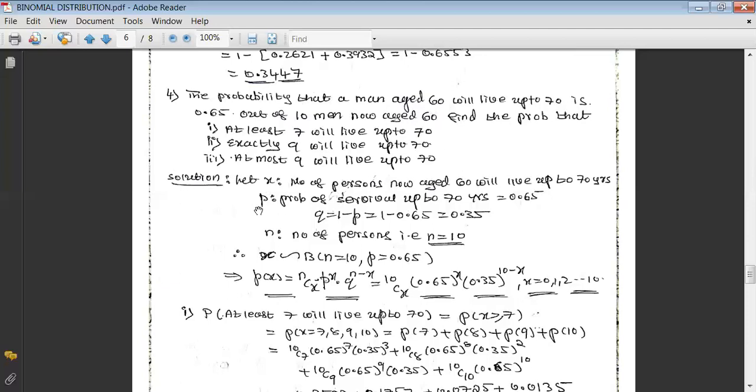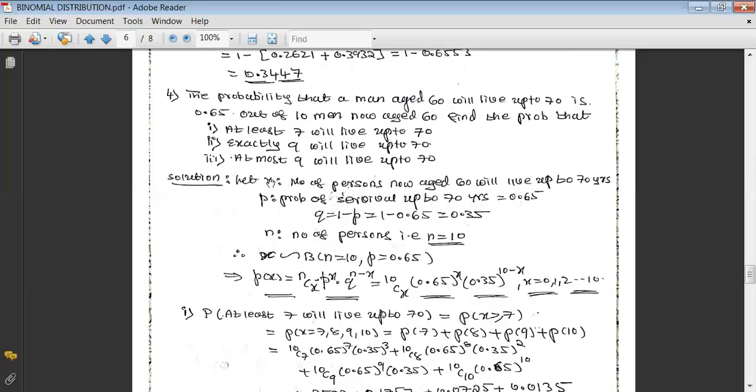Now we can write P, the probability of success, that is the probability of living from age 60 to 70, and that is given by 0.65. And Q is 1 minus P, that will be 1 minus 0.65, which is 0.35. And N is the number of men we have considered, that is in this case 10.